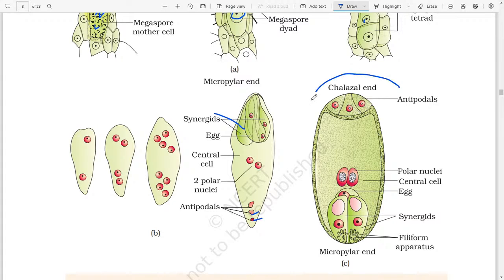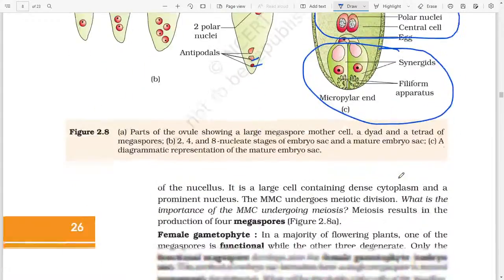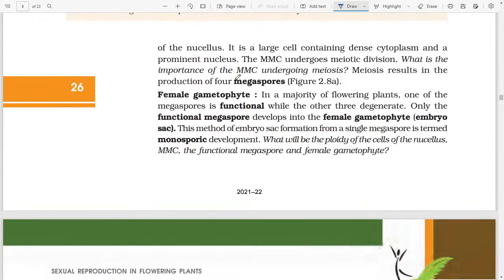Now they form a very good structure of this type. The megaspore mother cell is large, containing dense cytoplasm and a prominent nucleus. The MMC, the megaspore mother cell, undergoes meiotic division. Meiosis results in the formation of four megaspores.